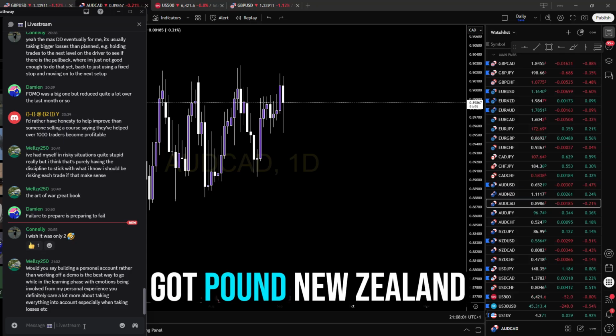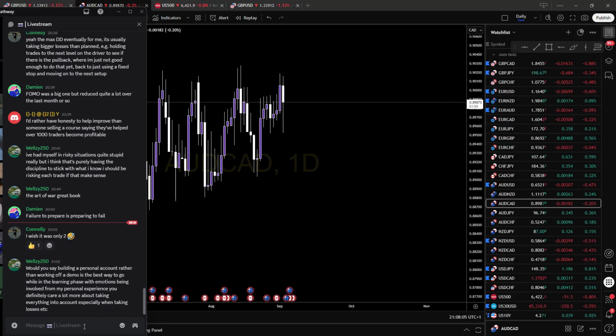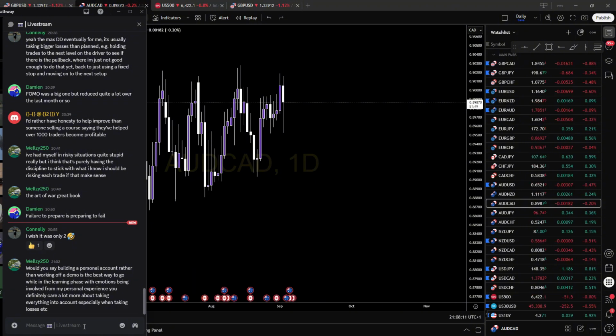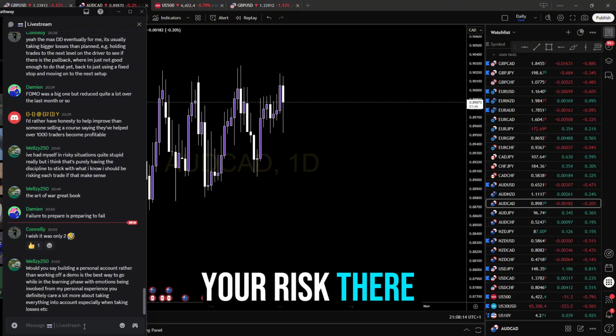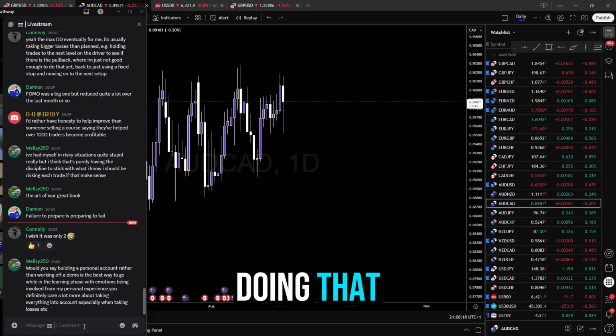So if you've got pound New Zealand dollar buy and a pound Aussie buy, and they're both coming down to the area where you're going to interact with the market, you're instantly doubling your risk there. So you don't really want to be doing that.